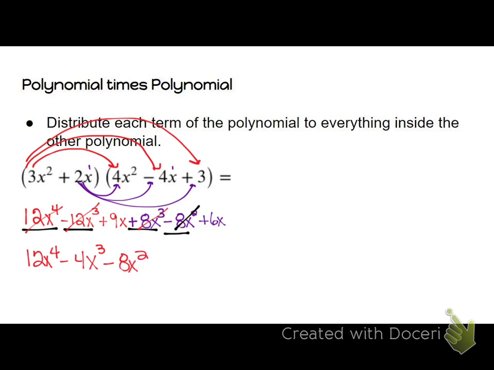Okay. Next step, combine 9x plus 6x, which equals 13x. Is this in simplest form? Yeah, all your terms are combined. And if you notice how nice and neat that looks, it goes right down your exponents in order: 4, 3, 2, and then what? 1.